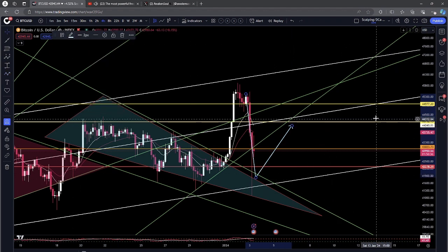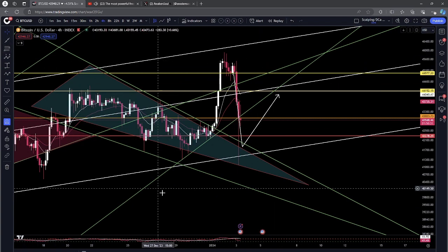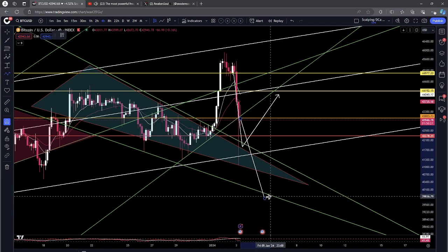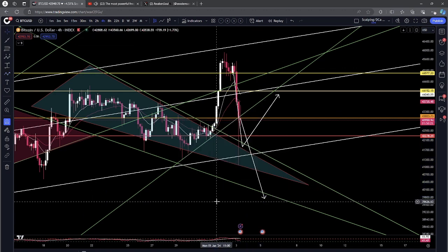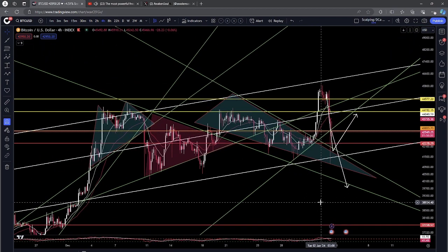So this could be the possible retest of this 4 hour trend line. Or again, we could definitely just fall. Okay. We're in a nice level to set up a new trend, a new trade.